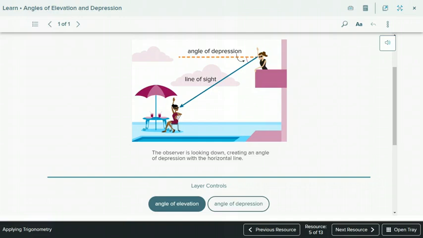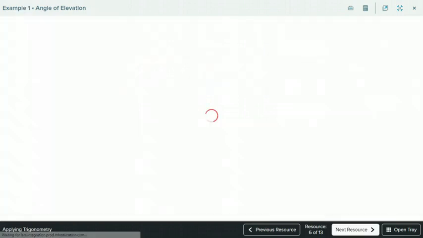So I like that picture just because it gives more of a real world application to what it's referring to. All right, we can go ahead and move on to an example here for this.